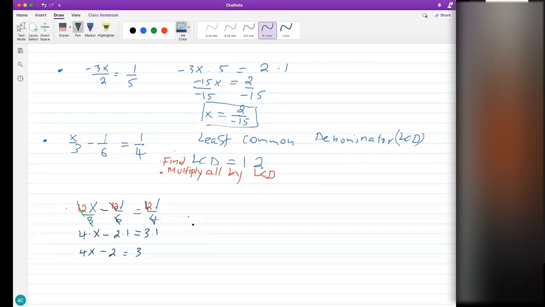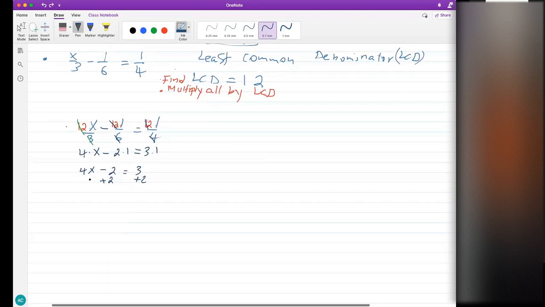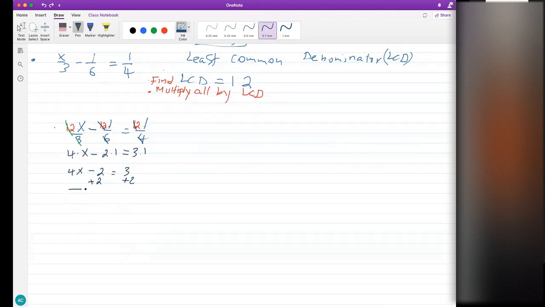All right, so okay, as you can see, once the fractions are gone, now we can do what we've been doing from the beginning. It's much simpler now to solve for x.